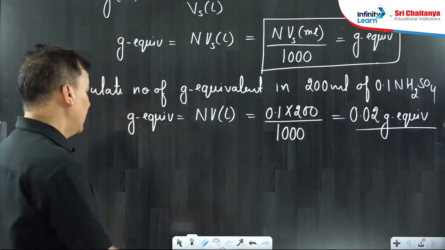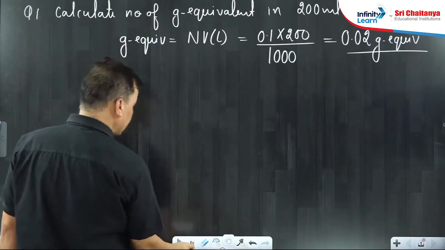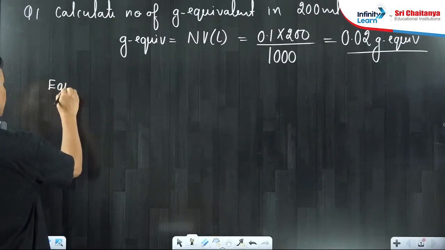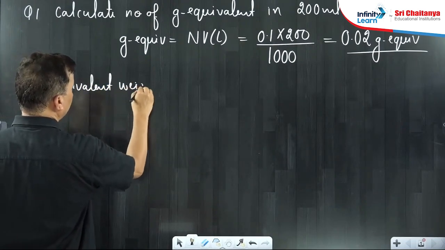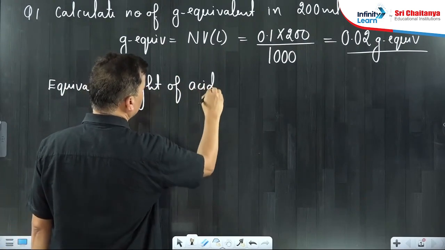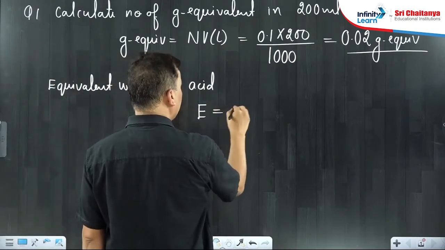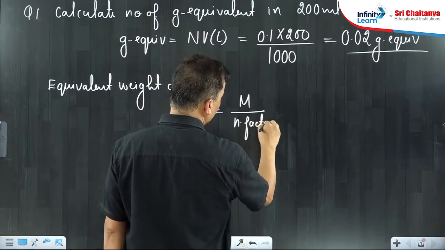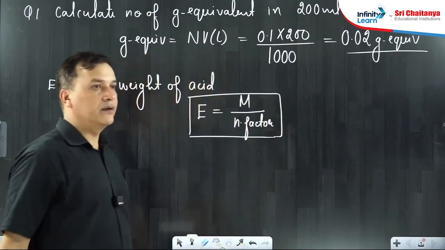Is that clear? Now, dear student, with the help of this N factor, one more thing that we can calculate is the equivalent weight of an acid. The equivalent weight of an acid is simply represented by E, and that is equal to M upon its N factor. So dear student, are you understanding or not? E is the equivalent weight.